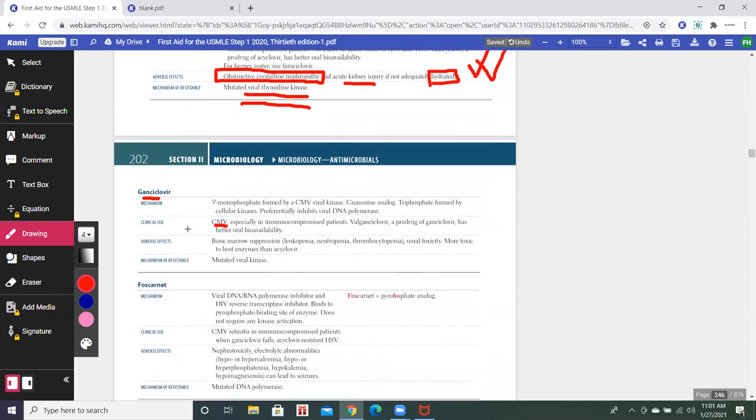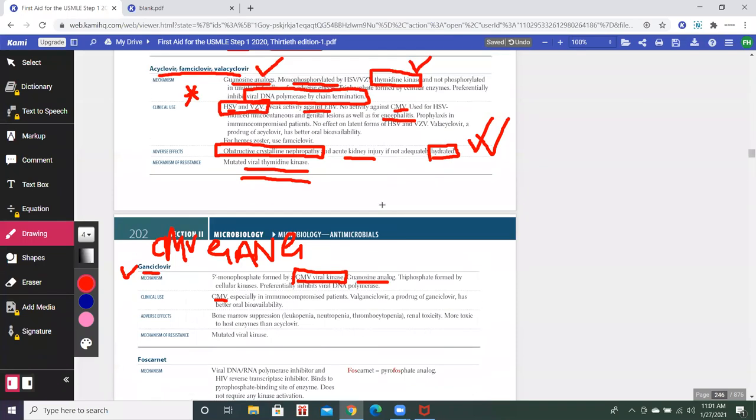Let's go to ganciclovir. Ganciclovir is a 5' monophosphate formed by cytomegalovirus kinase. Now the mnemonic is CMV gang. So for a gang of CMV virus, you will choose ganciclovir. It's a guanosine analog.